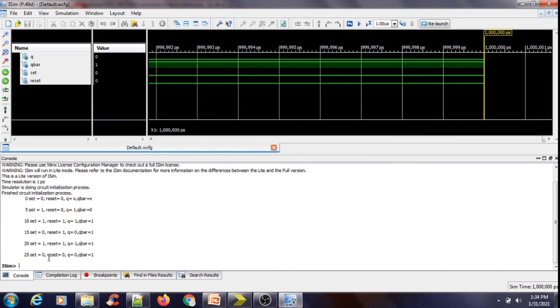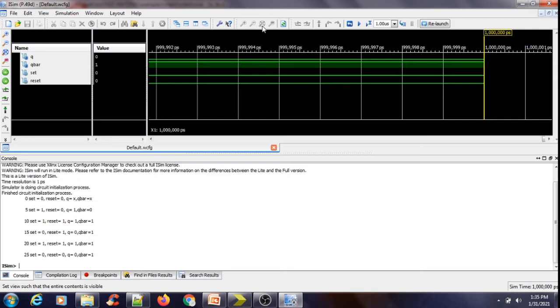That is, when S equals 0 and R equals 0, Q and Q bar are acting as a memory element. And when S equals 0 and R equals 1, Q will be equal to 0 and Q bar is equal to 1. When S equals 1 and R equals 0, we are having Q equal to 1 and Q bar equal to 0. And when S equals 1 and R equals 1, we are getting an invalid output. That means it is truly following the truth table of your SR latch in this way.